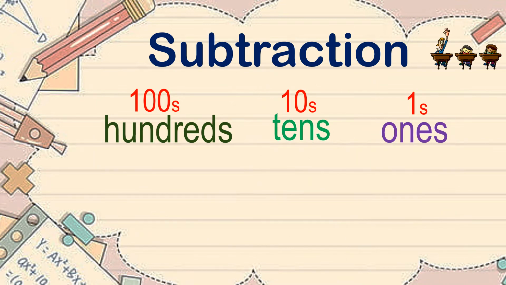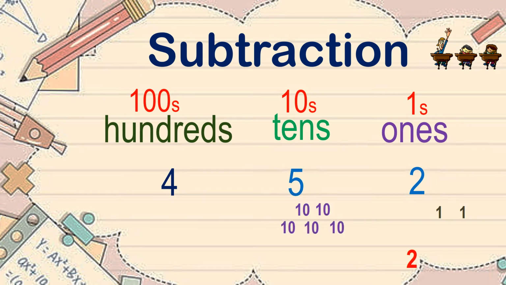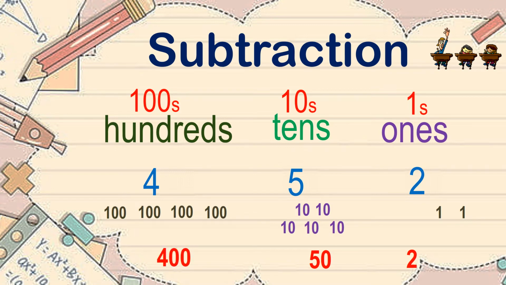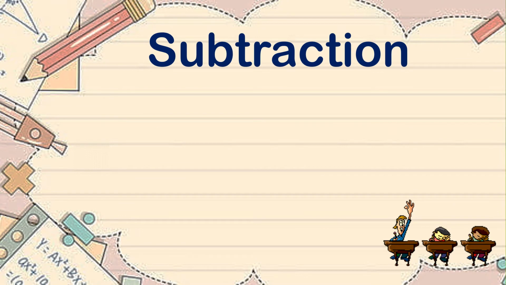Let's have another number. Let's say 452. 2 in the ones place is just 2 units. The value is still the same, which is 2. 5 in the tens place, it means 5 groups of 10 with a value of 50. And 4 in the hundreds place, it means 4 groups of 100 that makes 400 in total. Let's practice subtraction using these two numbers.